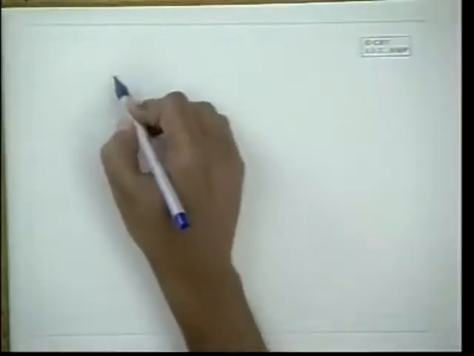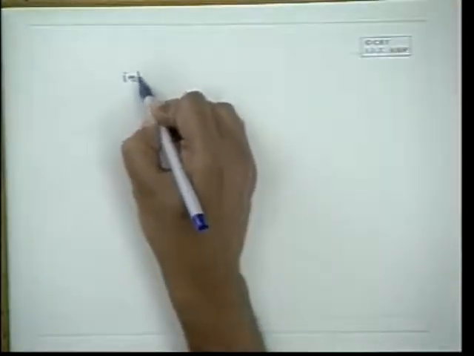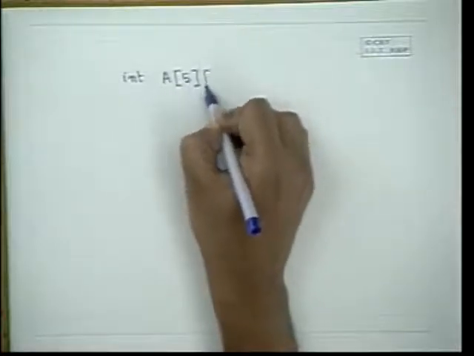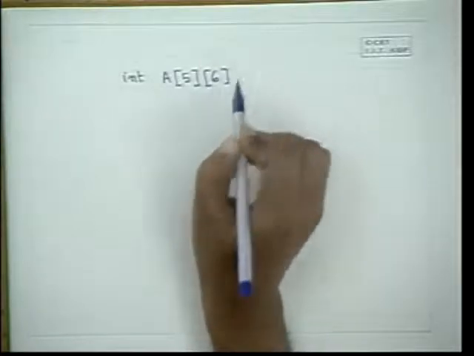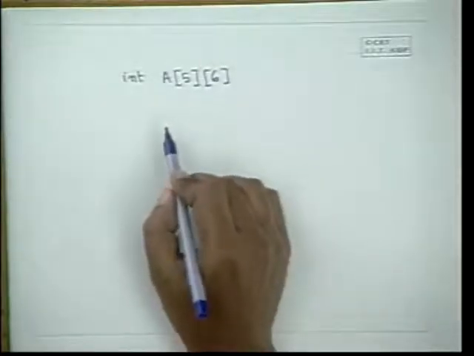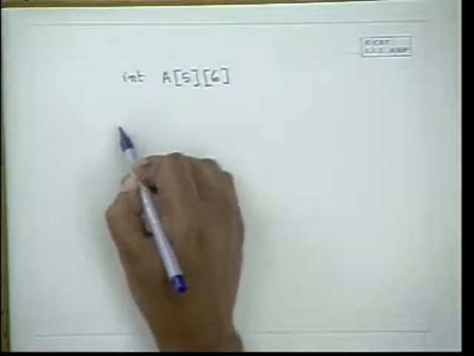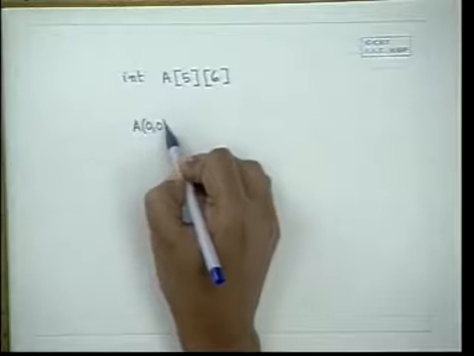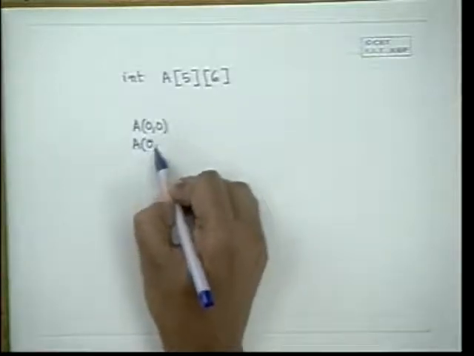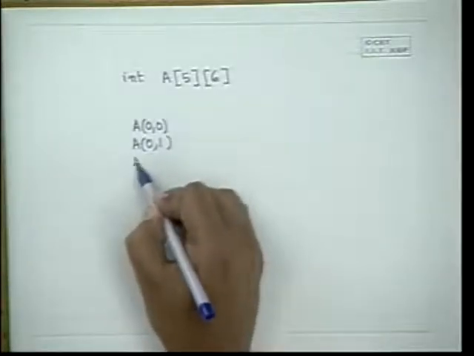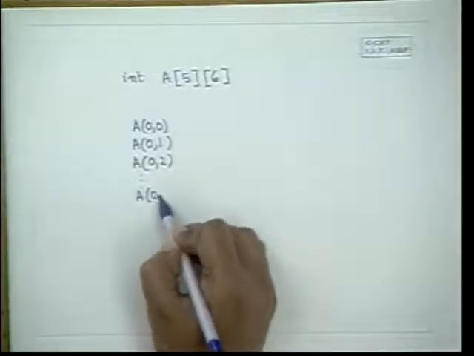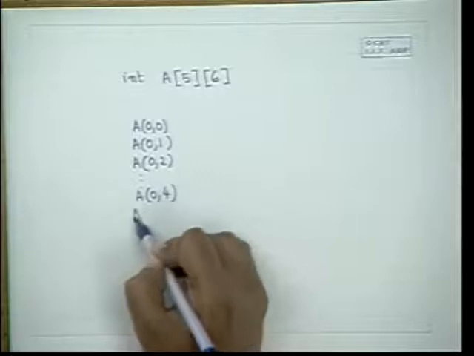The second point is how they are stored in the memory. Suppose you declare int A[5][6]. Then they are stored in the memory this way. The contiguous storage in the memory is A[0][0] followed by A[0][1], A[0][2], A[0][4], then A[1][0].